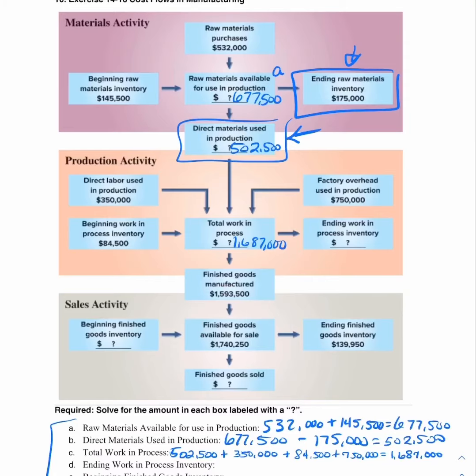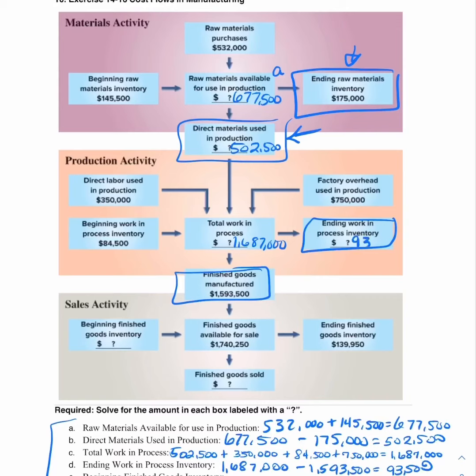Now the question is then, how much is left in my ending work in process inventory? So I've got this $1,687,000. Part of it goes there, part of it goes here. So if I know that $1,687,000 has to be between those two places, I can then back out the $1,593,500 and come out to my $93,500 for my ending work in process inventory.